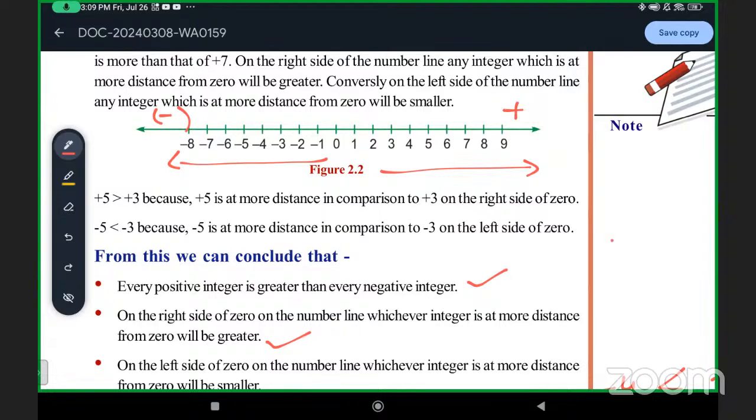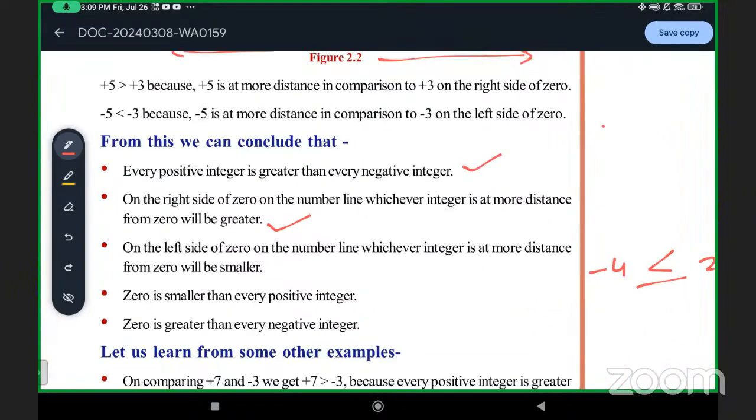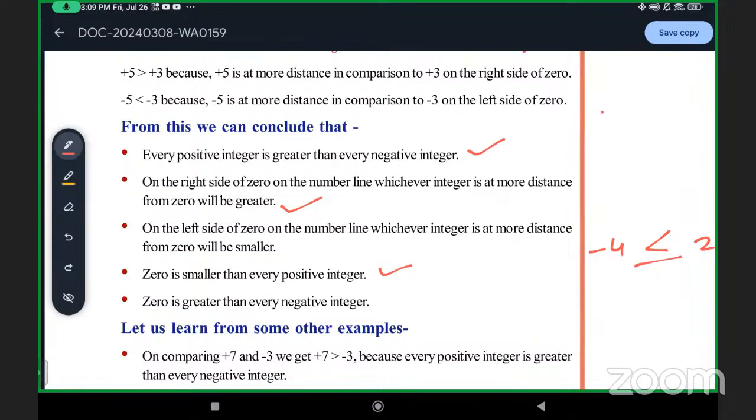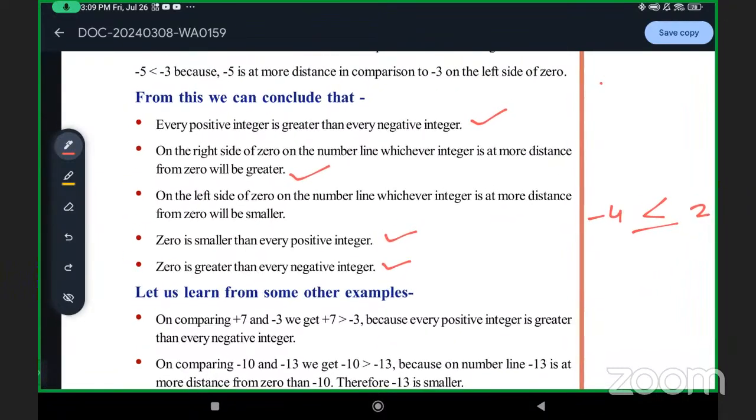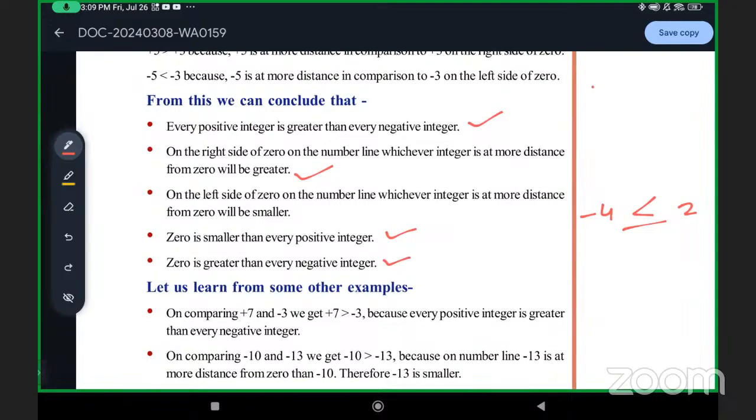0 is smaller than every positive integer we know, and 0 is greater than every negative integer. Smaller than every positive one, but greater than every negative integer.